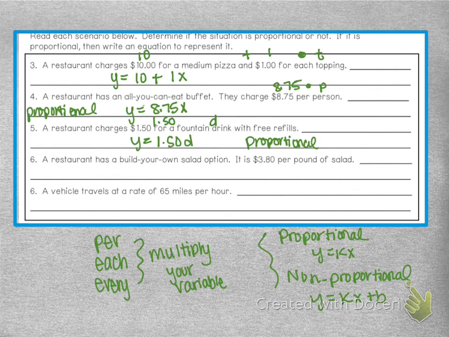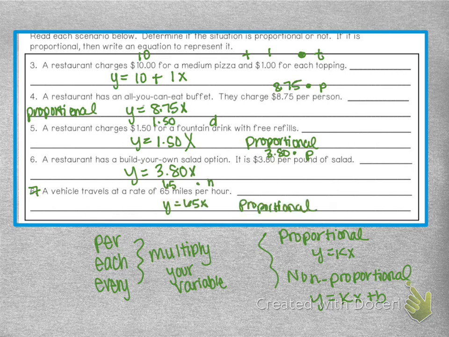Okay, so you should have gotten y equals $1.50 per drink, which is $1.50x here, which is proportional. And then a restaurant has a build your own salad option, which is $3.80 per, which means to multiply, pound of salad. So y equals $3.80 times x. Press pause and finish. Let's change that to number 7 and finish number 7 on your own.